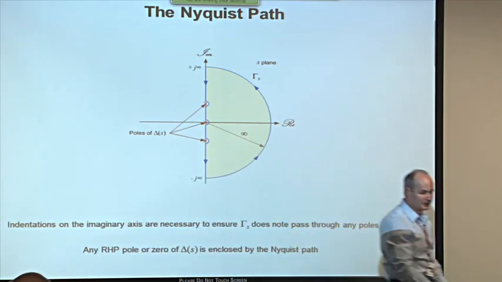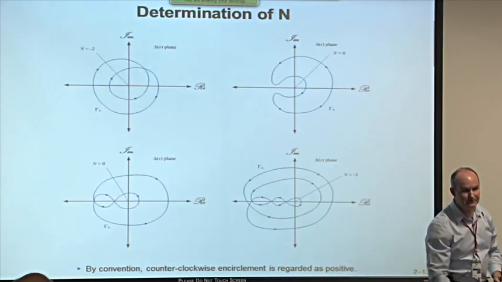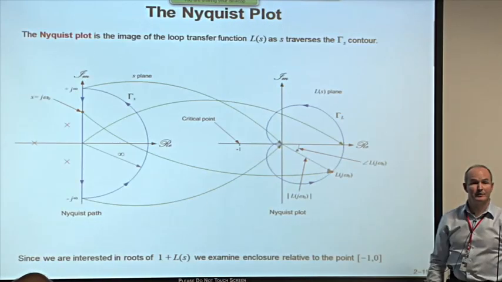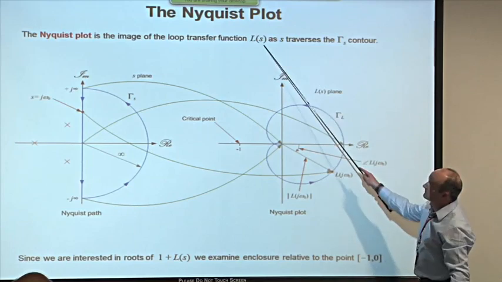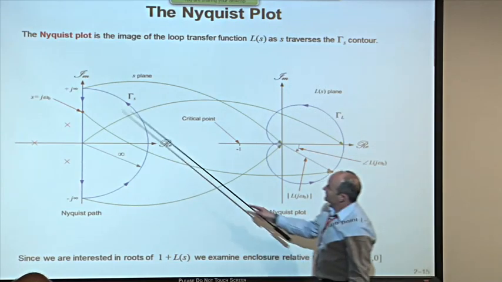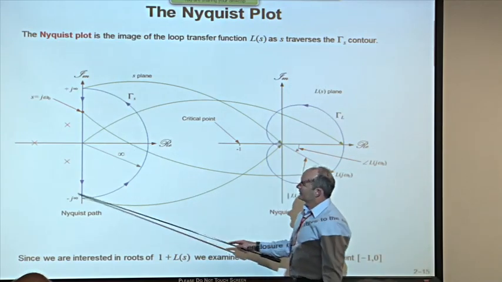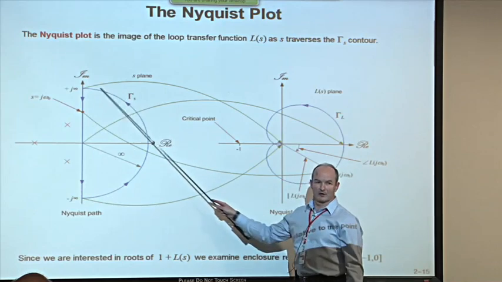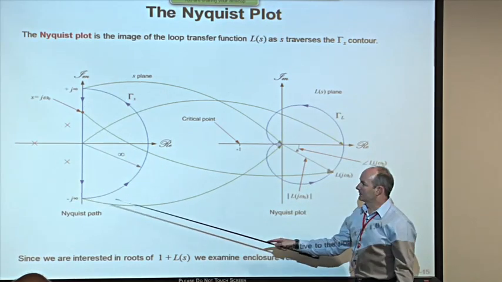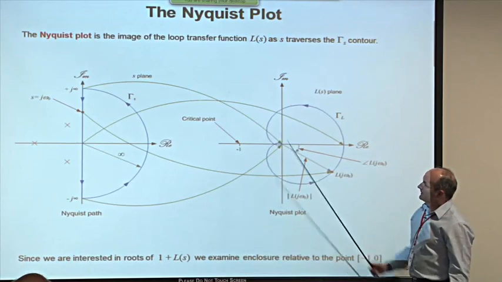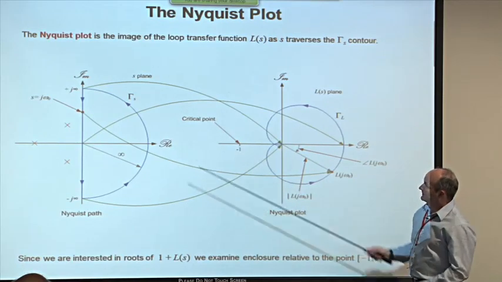And then what we're going to do is map this using the open loop transfer function L(s). Here's the Nyquist path. Now, note the direction that we're going around this. This is counterclockwise. I'm staying with a counterclockwise convention here.